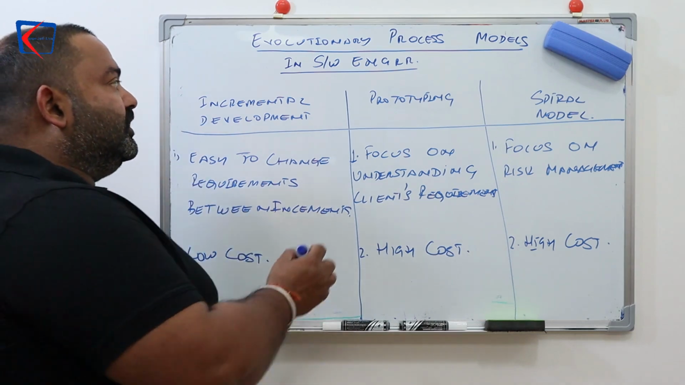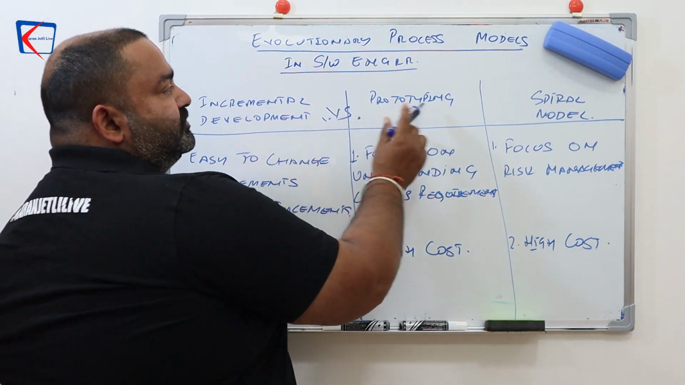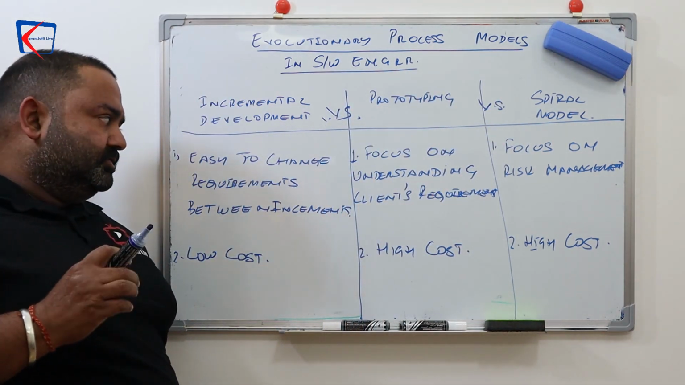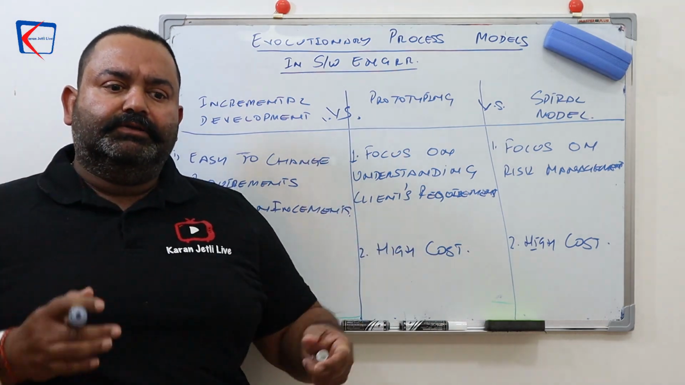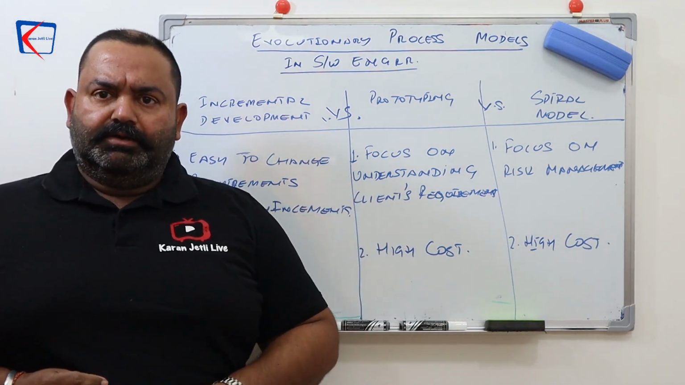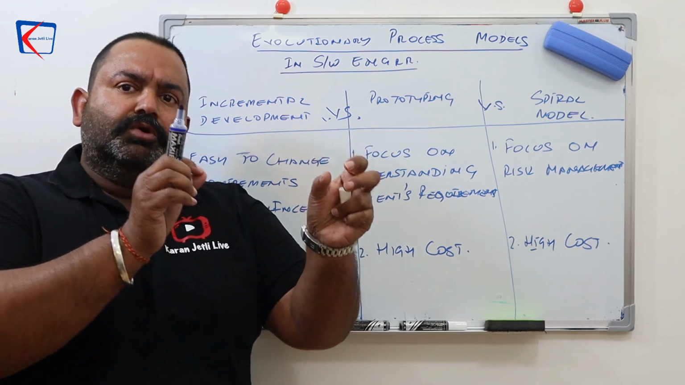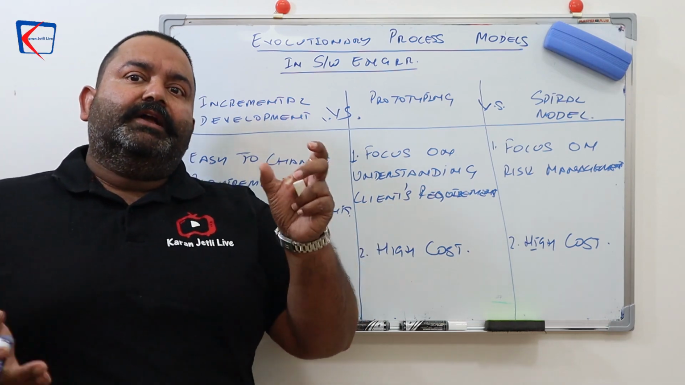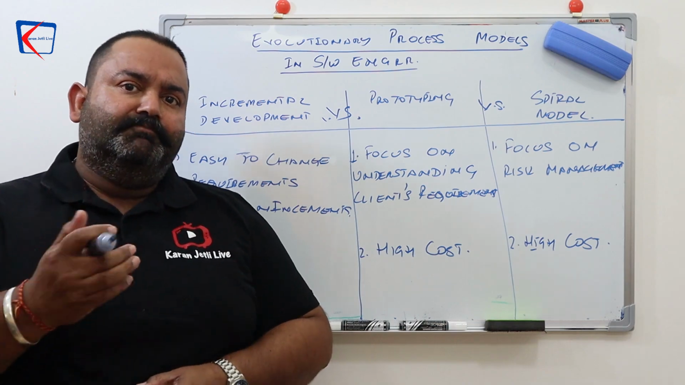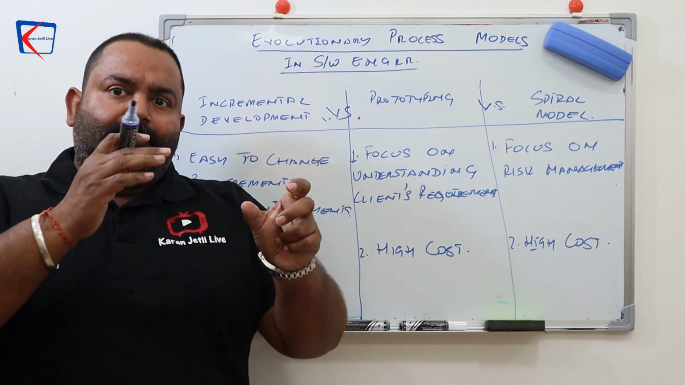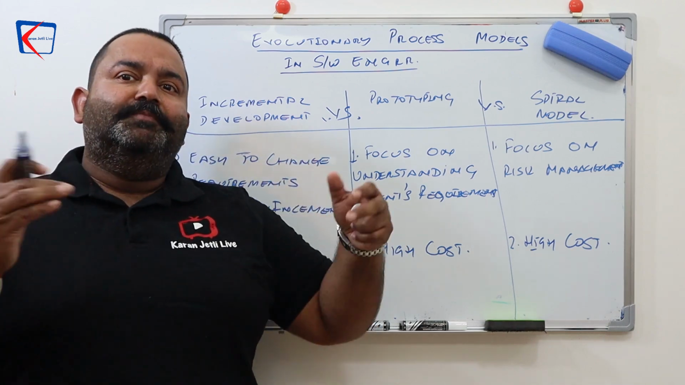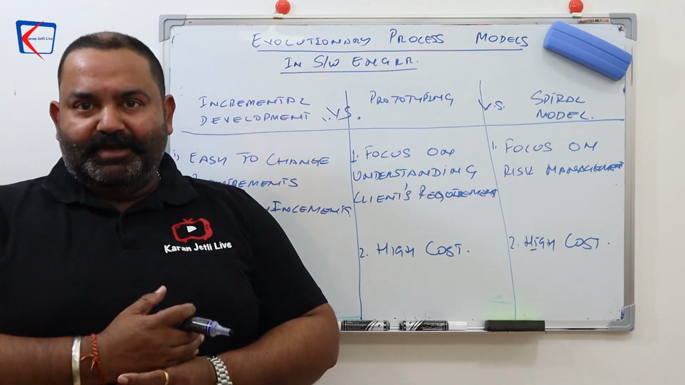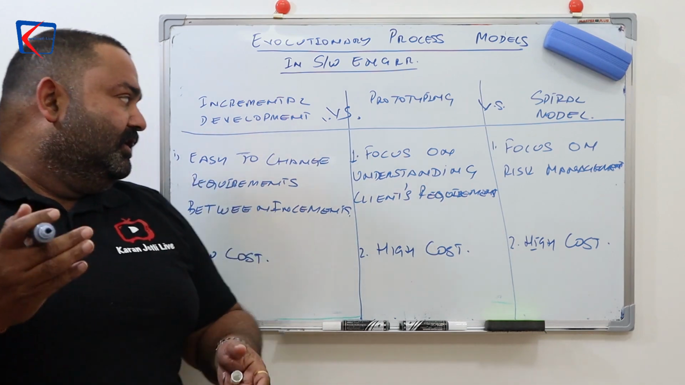So guys, here is a quick comparison of incremental development versus prototype versus spiral. In incremental development, the main focus is that you do not develop the system altogether, you develop it part by part. You take a small set of requirements and implement them. When you repeat, you take another small set of requirements and implement them. When you finish one iteration and begin the next, if you want, you can make changes to the requirements.